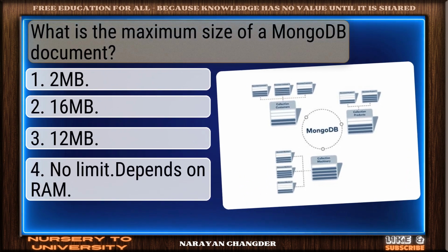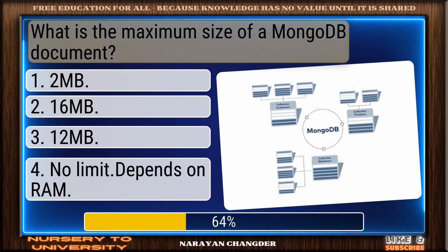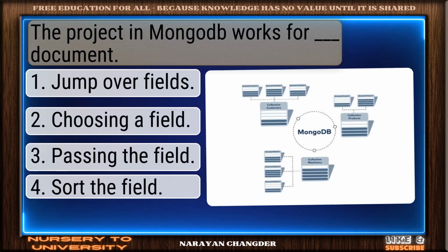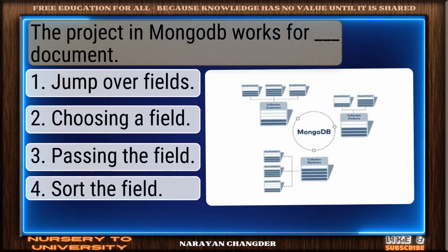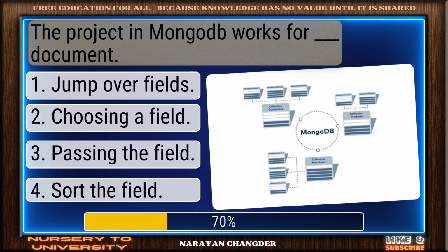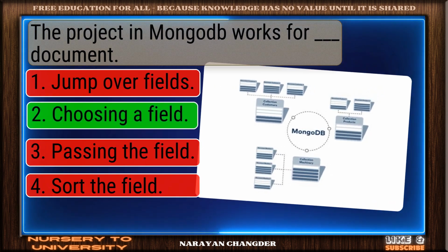Question number 9. What is the maximum size of a MongoDB document? Well done. 16MB is the right choice. Question number 10. The project in MongoDB works for dash document. Right again. Choosing a field is a valid answer.